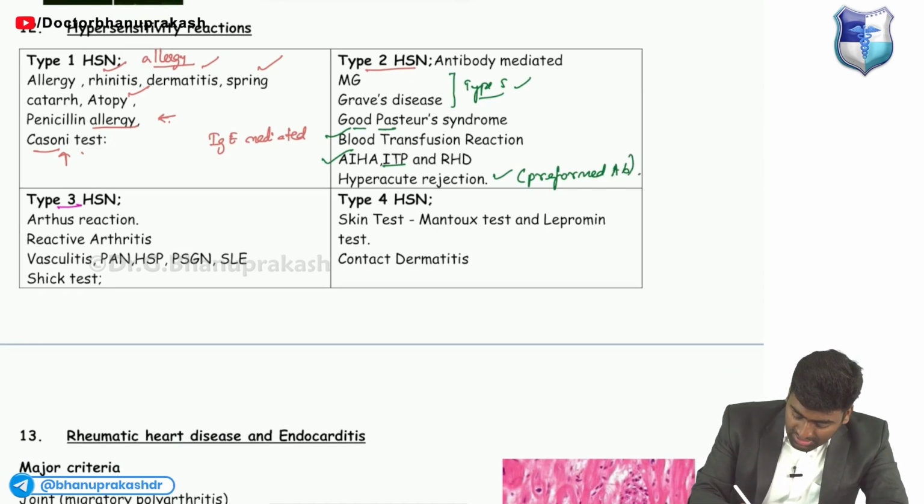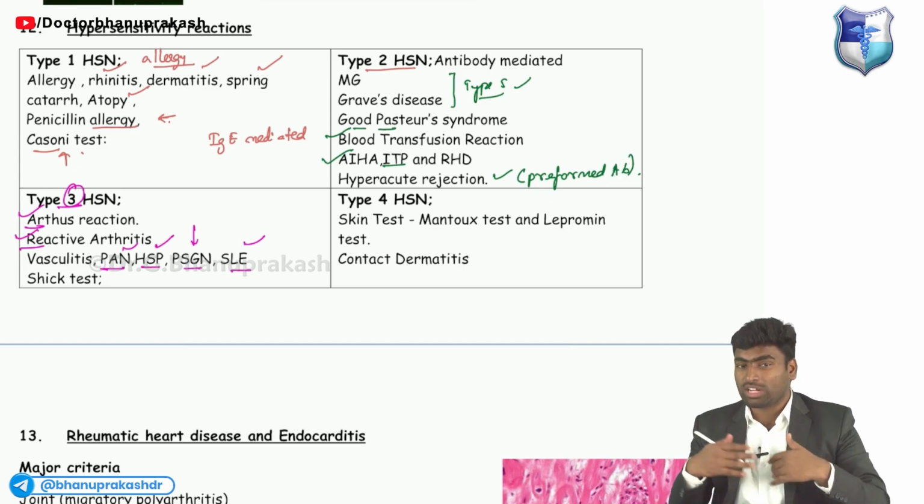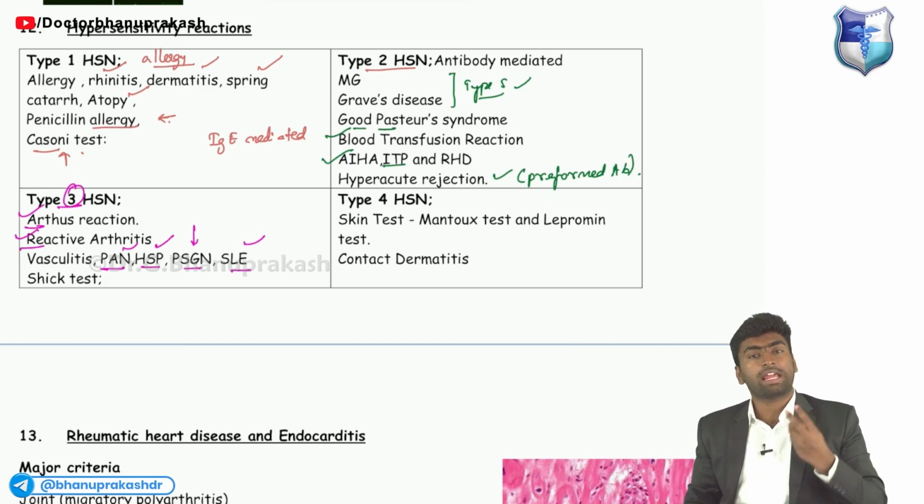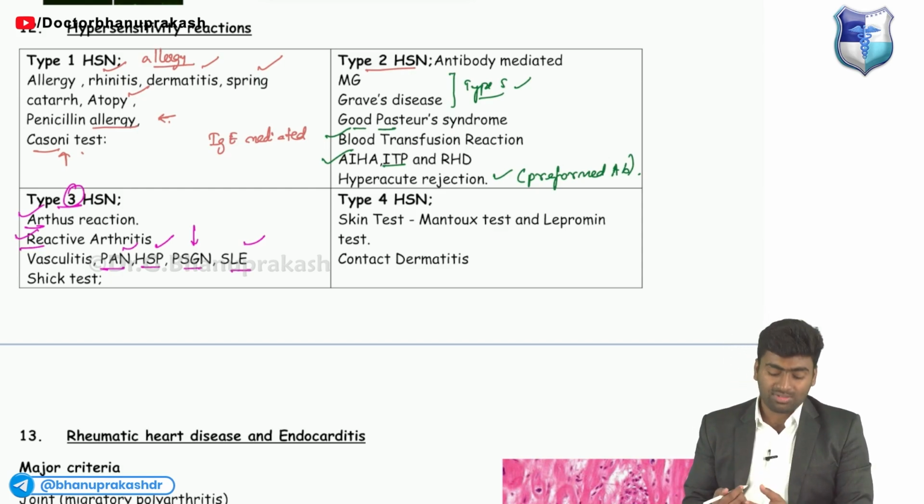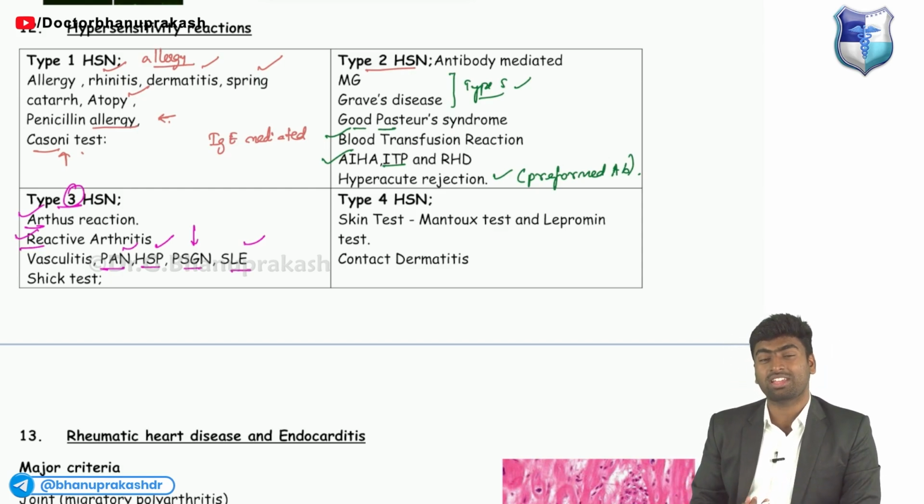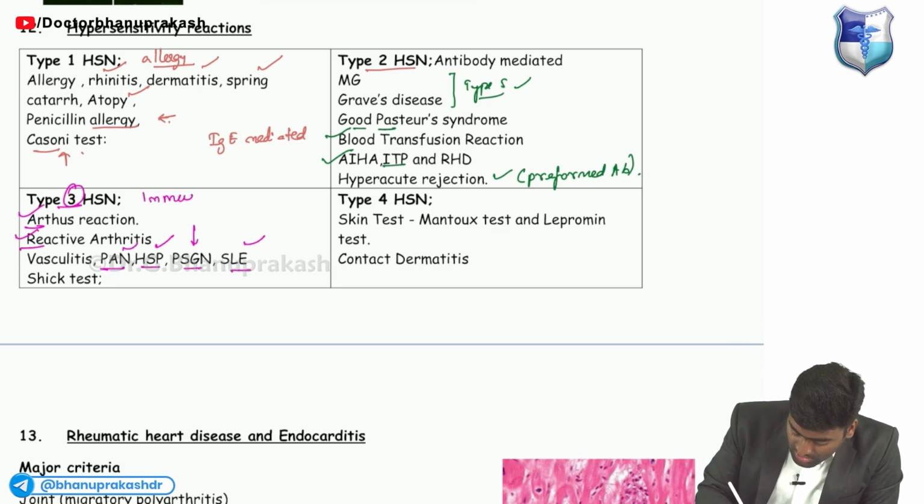Next, type 3 includes the Arthus reaction, reactive arthritis, and vasculitis like SLE, PAN (polyarteritis nodosa), HSP and PSGN. So remember, rheumatic heart disease is due to molecular mimicry, and molecular mimicry is type 2 hypersensitivity. Whereas post-streptococcal glomerulonephritis is type 3 hypersensitivity, because of immune complex deposition.